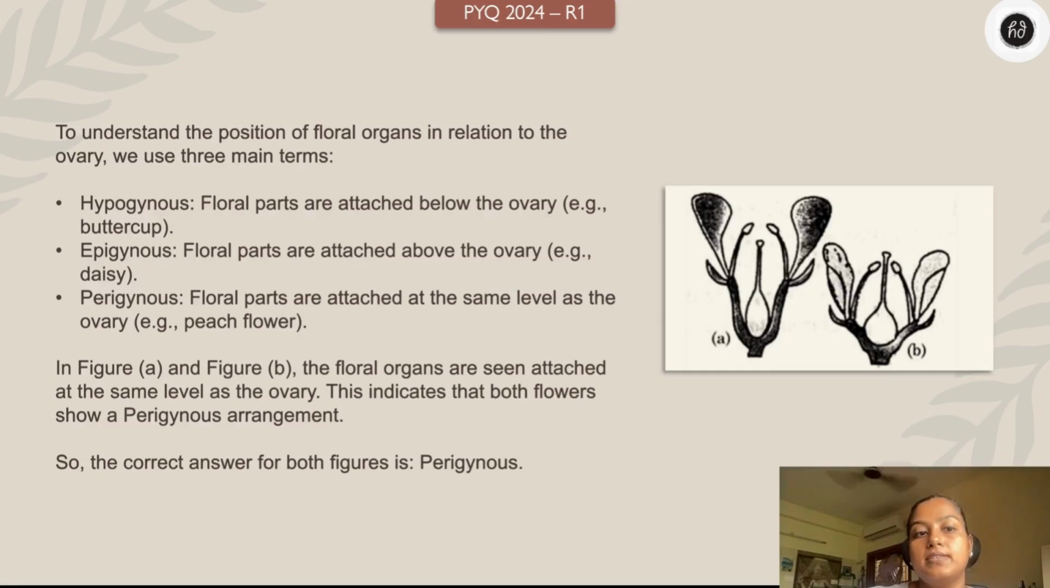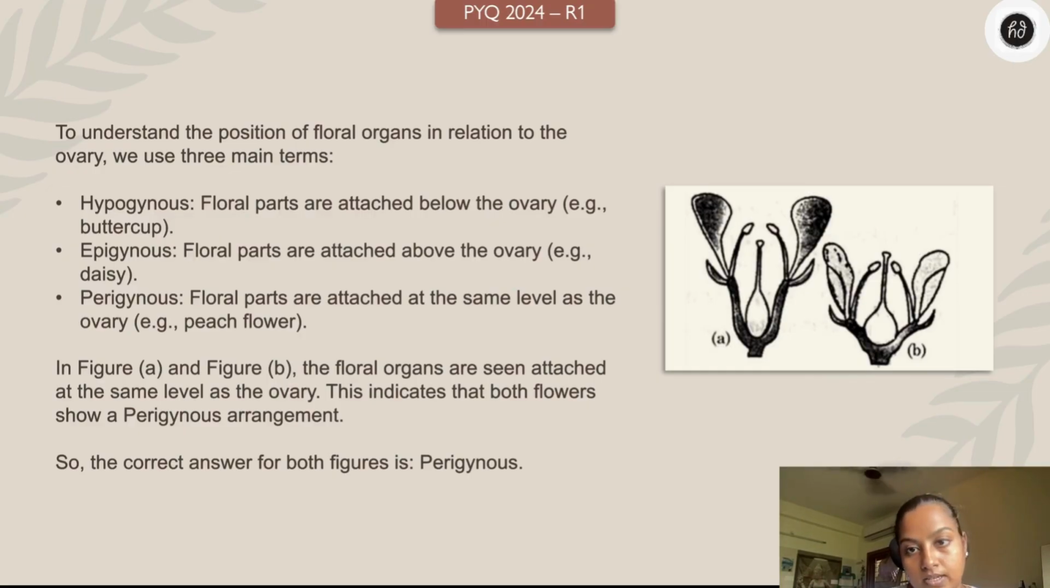So I have added the answer. Floral parts are attached below the ovary means they have a superior ovary in case of hypogynous, like in the buttercup and all. And epigynous floral parts are above the ovary. The ovary is inferior. Whereas in perigynous, the floral parts are at the same level as that of the ovary as shown in the given picture.